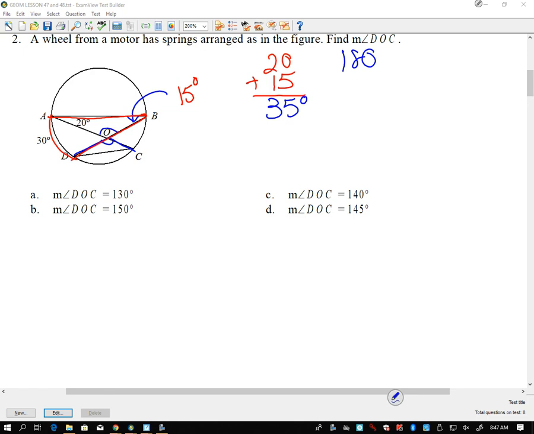Okay, so you're going to subtract what you know from the total. So we're going to take 180 minus 35. What's that give you? 145. So, that's 145 here, but that's angle AOB is 145. We wanted angle DOC. How do you know that they're the same thing?